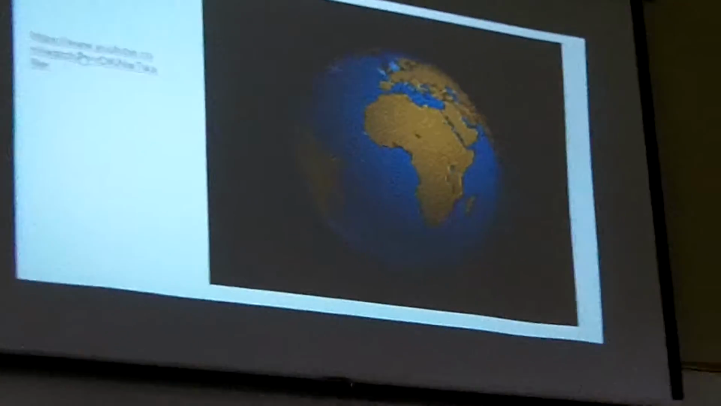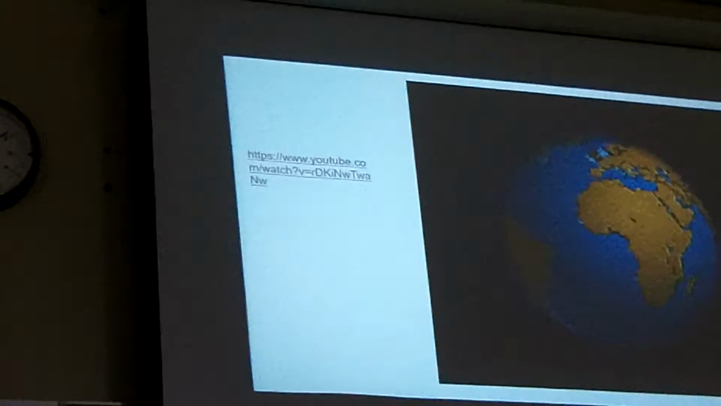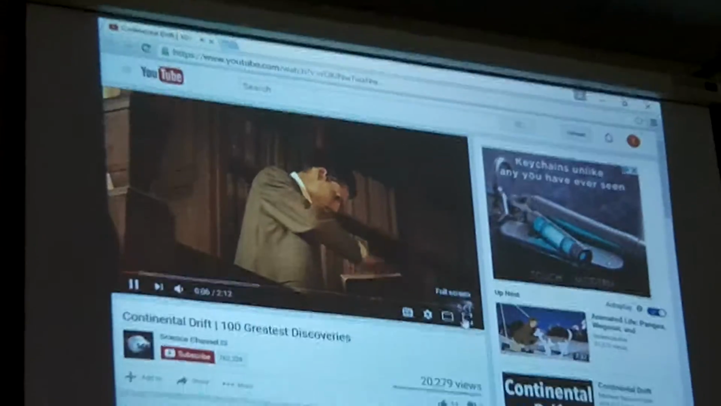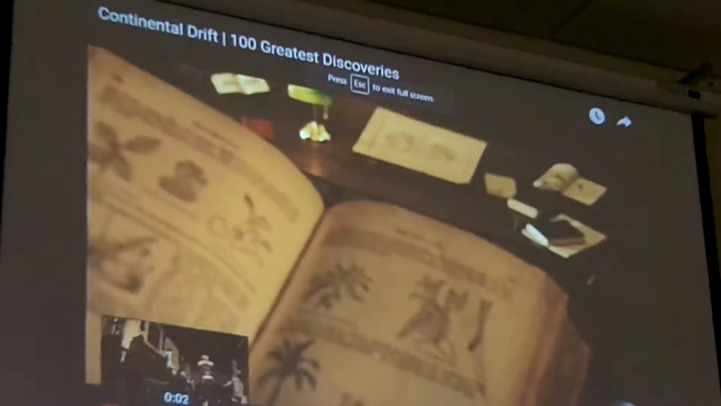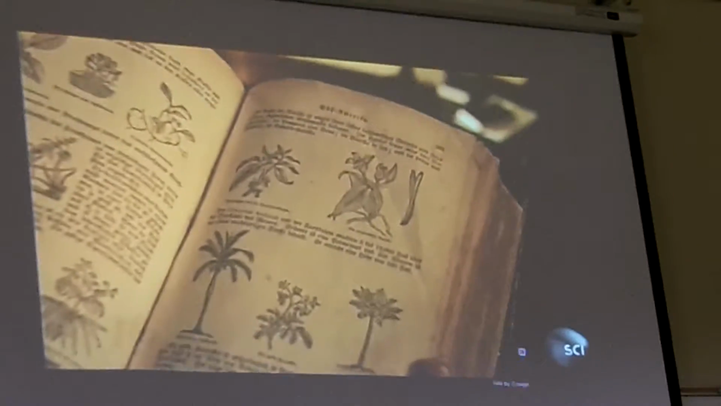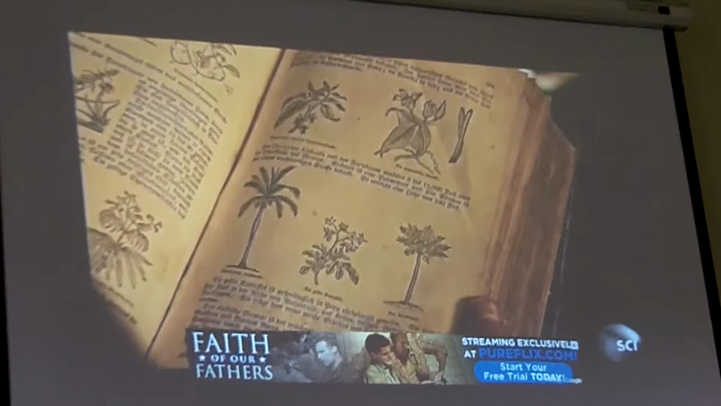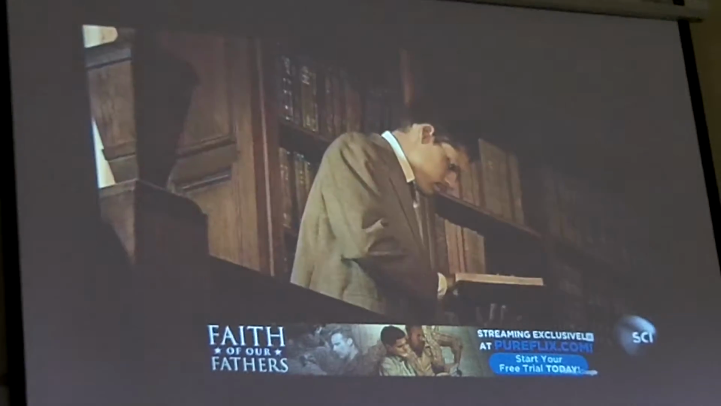1911. A meteorologist named Alfred Wegener was browsing through some books when something caught his eye. A list. Watch the video. Germany, could be on the test. 1911. A meteorologist named Alfred Wegener was browsing through some books when something caught his eye. A list of identical plant and animal fossils that have been found on opposite sides of the Atlantic Ocean.